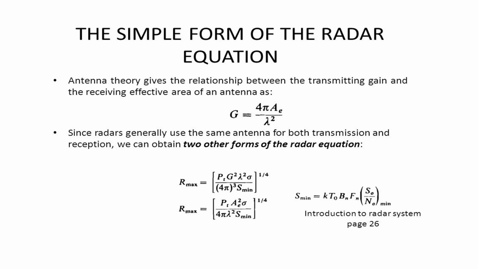Antenna theory gives the relationship between the transmitting gain and the receiving effective area of the antenna, which is G equals 4 pi AE divided by lambda square. So since the radar generally uses the same antenna for both transmission and reception, we can obtain two other forms of the radar equation, which is given as below, which is used to calculate the maximum range of the radar.